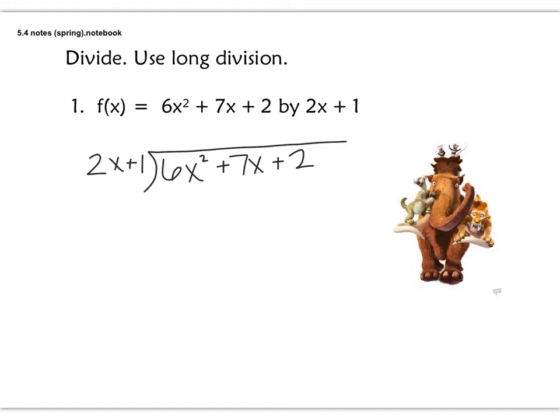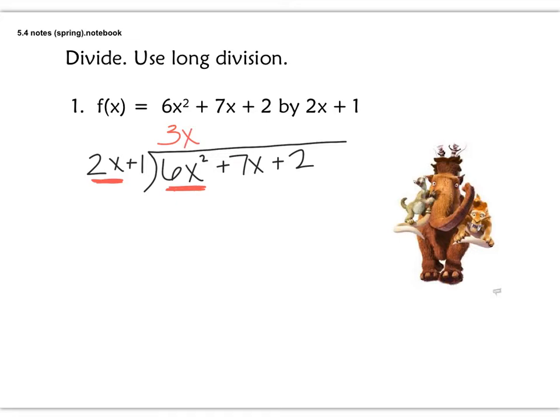So when we start out, we are only looking at the 2x and the 6x squared. I'm ignoring that 1, I'm ignoring the 7x, and I'm ignoring the 2. Now, I'm not always going to ignore them, but that's just how we start. So what do you multiply 2x by to get 6x squared? You have to multiply by 3x.